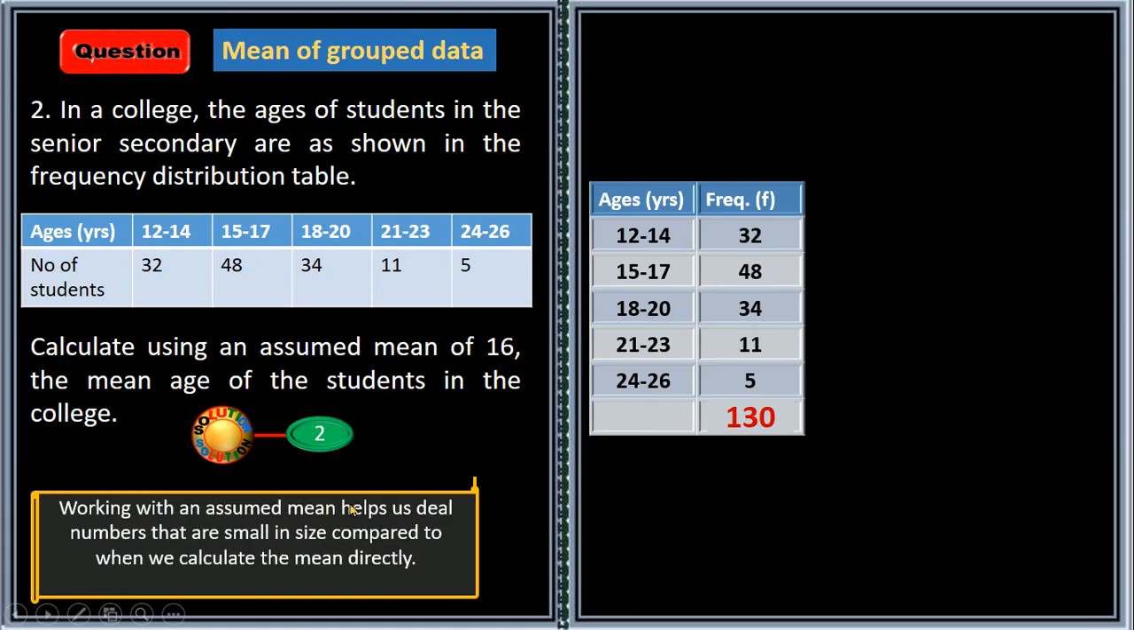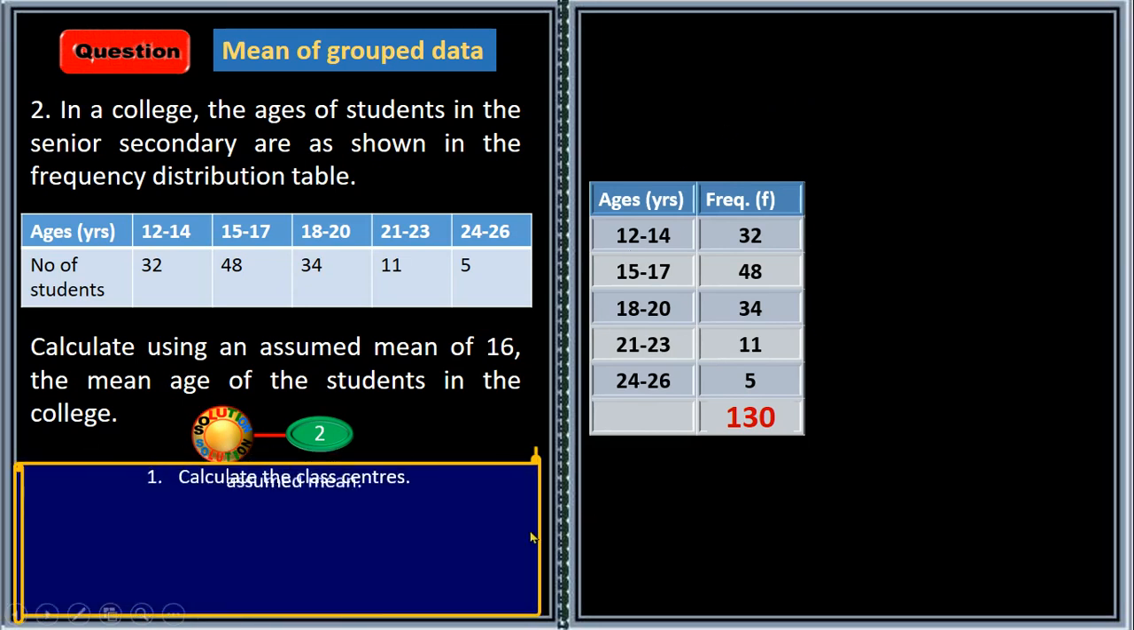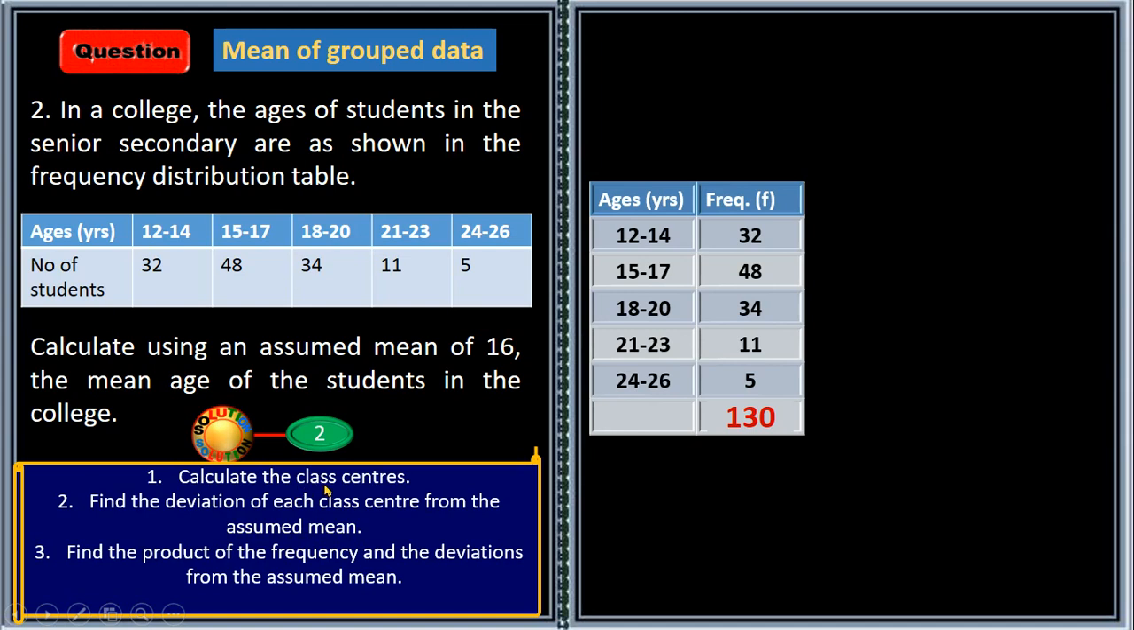Working with an assumed mean helps us to deal with numbers that are small in size compared to when we calculate the mean directly. That's the advantage of working with the assumed mean. It will make you handle numbers that are not too large, and therefore you may not make mistakes in your calculations. So now let's see the steps to do that. The first step, calculate the class center. Let's calculate the class center.